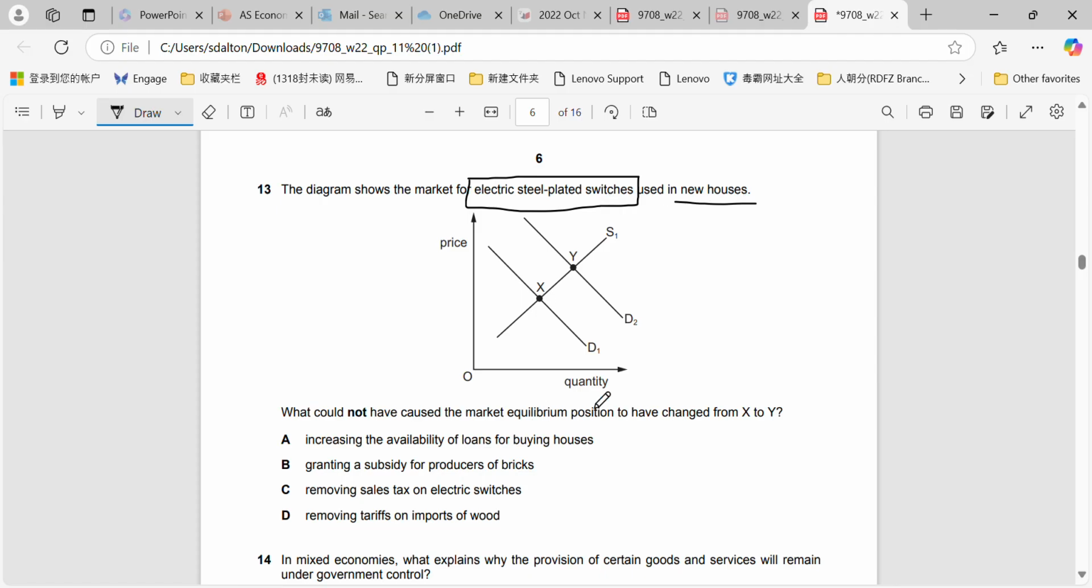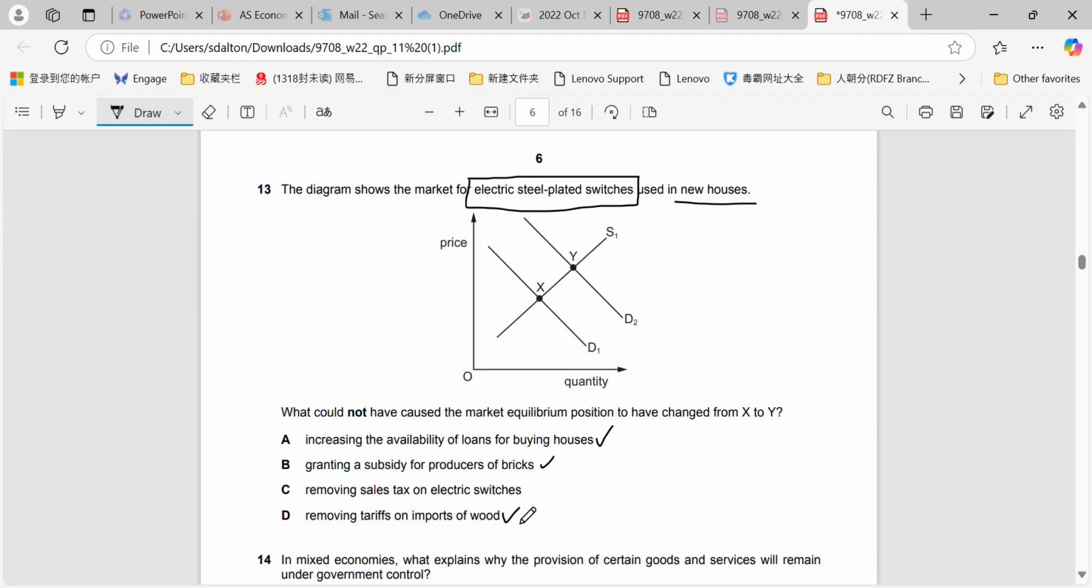What would not cause the market equilibrium position to have changed? So increasing the availability of loans for buying houses, that would, because it would increase the demand for houses, and therefore by definition it would increase the demand for switches, which we could see as a shift from D1 to D2 and a movement from X to Y. Granting a subsidy for producers of bricks, that also would, because it would lower the cost of production, and therefore increase the demand for houses, which would again by definition increase the demand for switches.